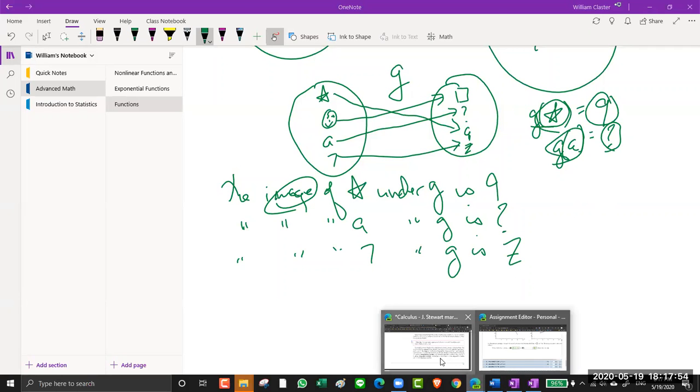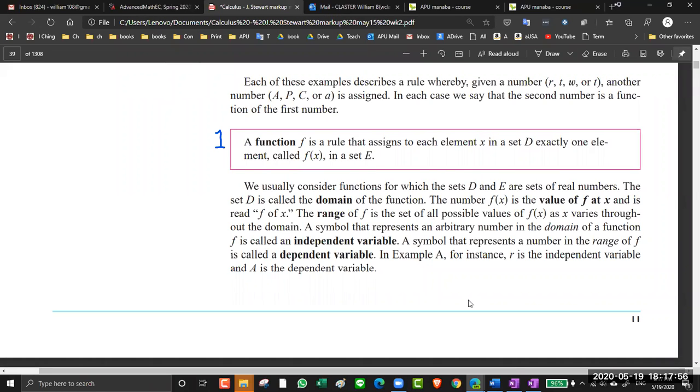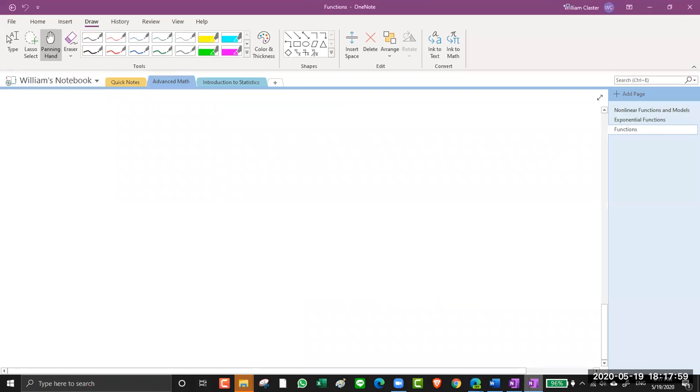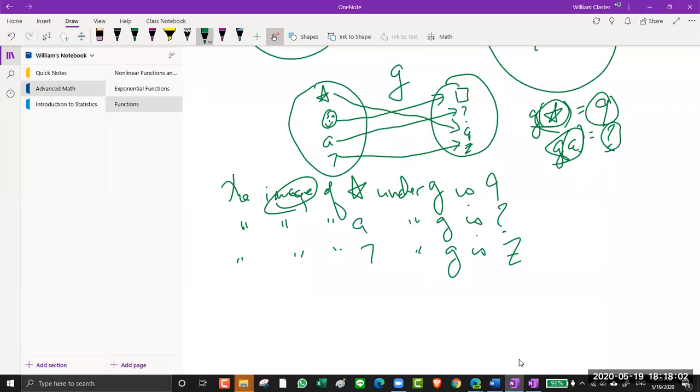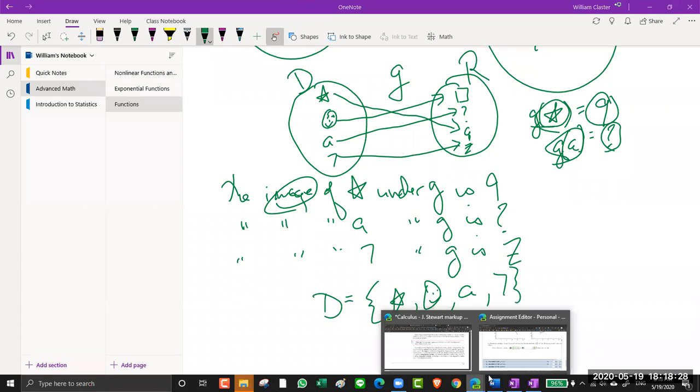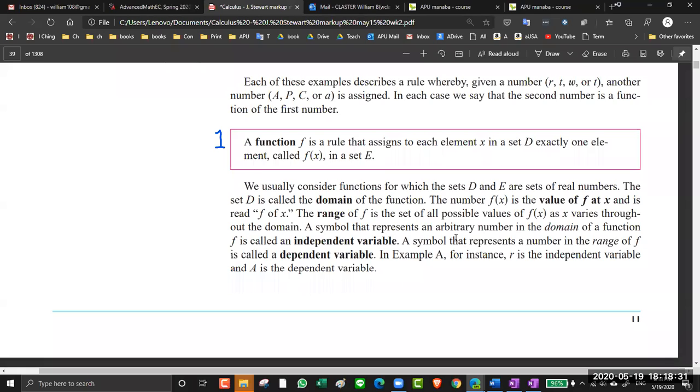So going back to here. What is the domain for G? This is the domain, and this is the range. Usually we write the domain in set notation. So I would say the domain is star, comma, A, comma, 7. Okay?